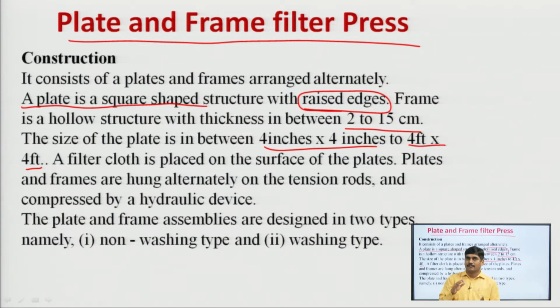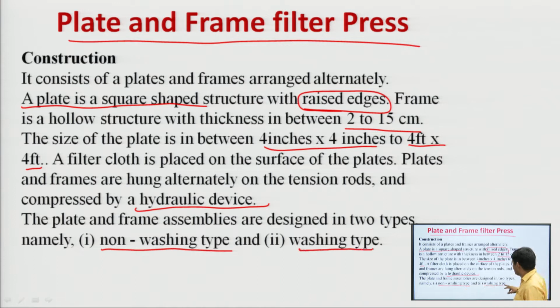So, what are the things required in a plate and frame filter press? One is plate, another one is frame, and filter cloth. The plates and frames are hung alternatively on the tension rods and compressed by a hydraulic press or device. There are two types of plate and frame filter press, one is non-washing type and the second one is washing type.